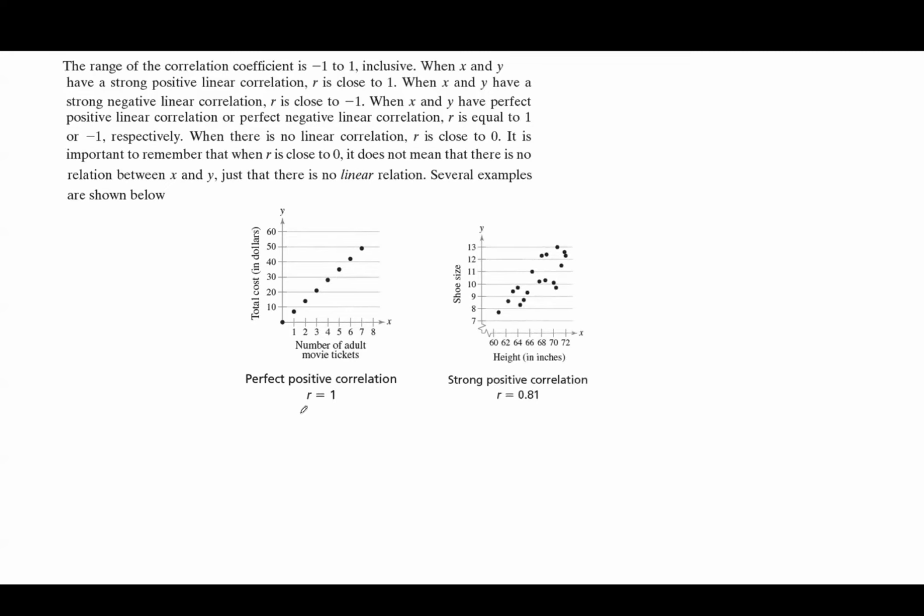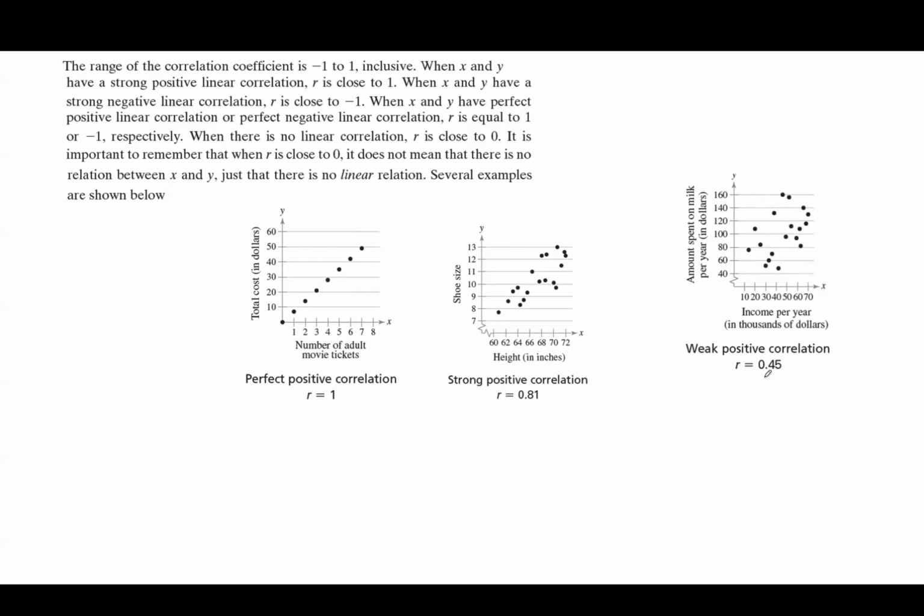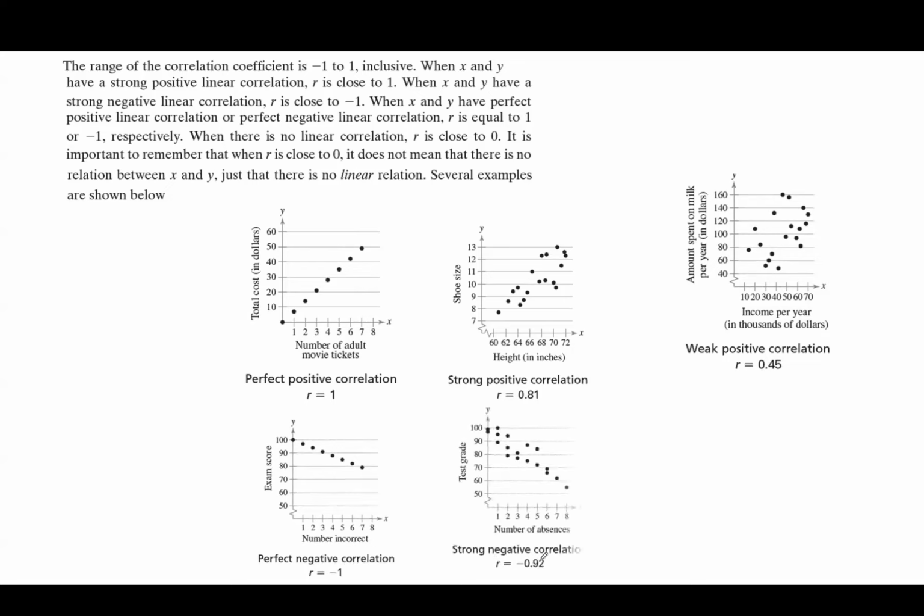Now, please pay attention to these numbers. 100%, 81%. Weak positive correlation, 45%. Negative 100% or -1, which is perfect negative correlation. Negative 0.92, negative 92%. You have a strong negative correlation. And here we don't have any linear correlation. Basically we have no linear relation between X and Y.